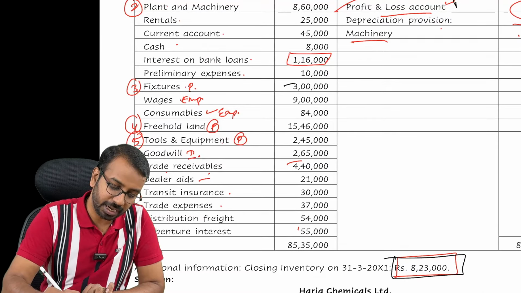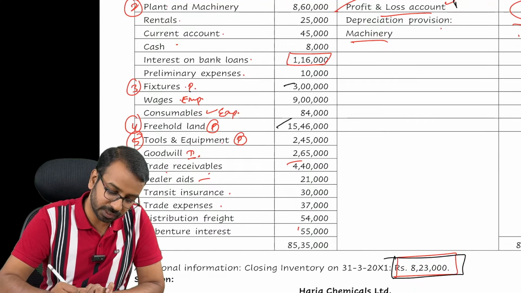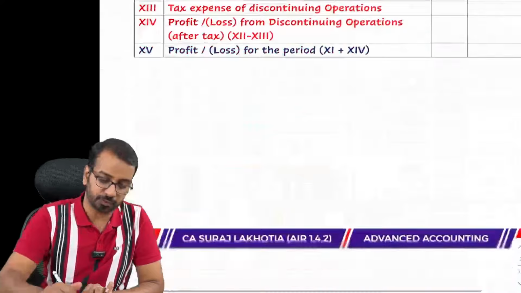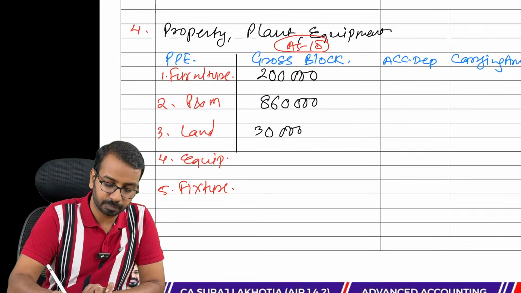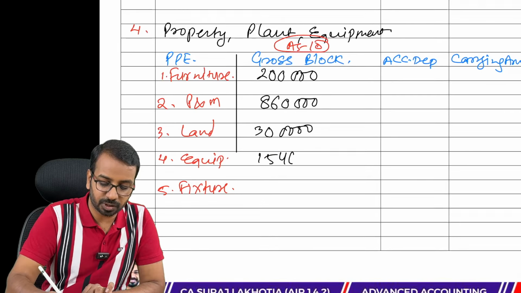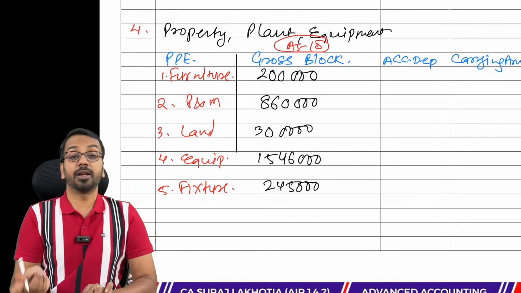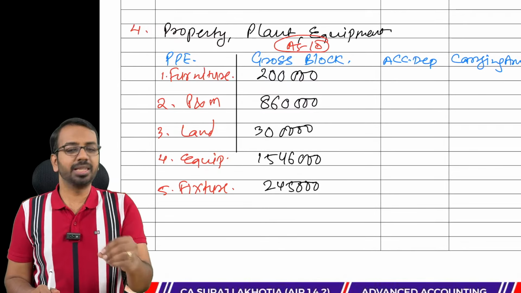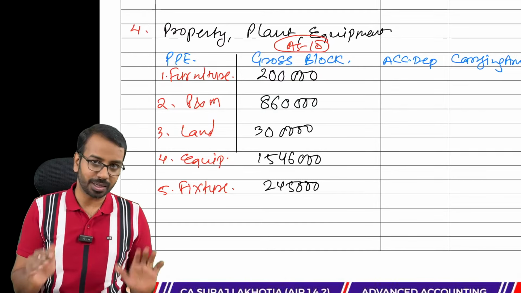Fixtures 3 lakhs, 15 lakhs 46,000, and 2 lakhs 45,000. Okay. Now here the accumulated depreciation number is given in the trial balance, which means the depreciation entry is already passed.